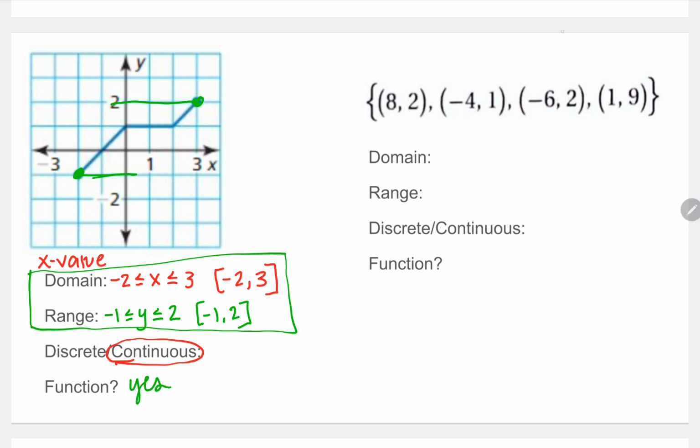The next set, we don't know that this is continuous, so we just assume that it's discrete. For our domain, we're going to list all of the x values, all the inputs. I'm listing them in numerical order. And for the range, we're going to list all of the outputs, the y values. And in numerical order, that would be 1, 2, and 9. That is a discrete set of data, and it is a function because every input had just one output.